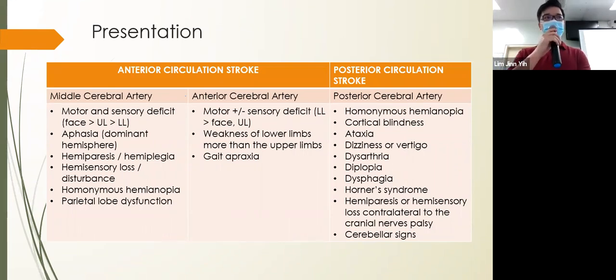In the posterior circulation, the cerebellum and occipital lobe are affected, so there are many visual symptoms and symptoms affecting your motor and your balance. So patient will have ataxia, vertigo, diplopia, dysphagia, Horner syndrome.